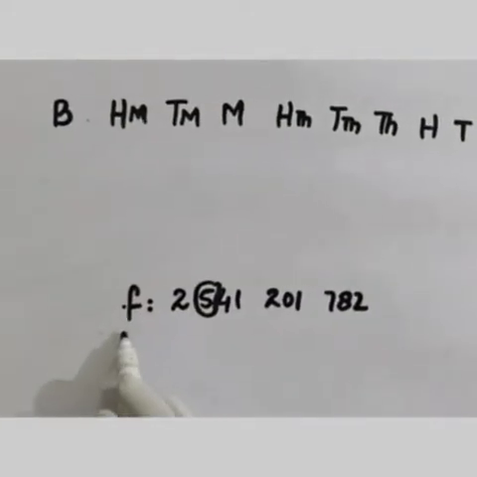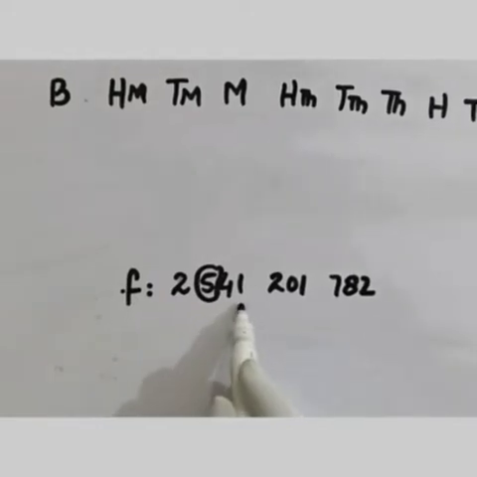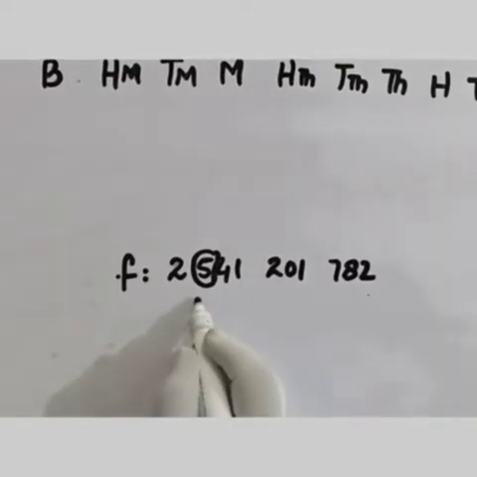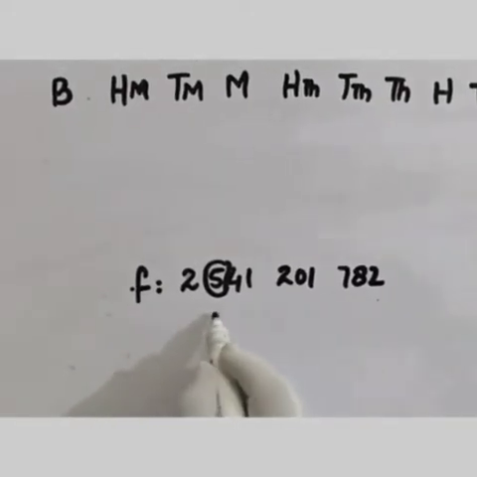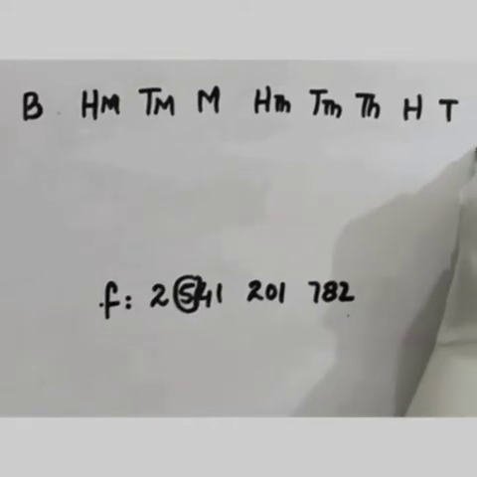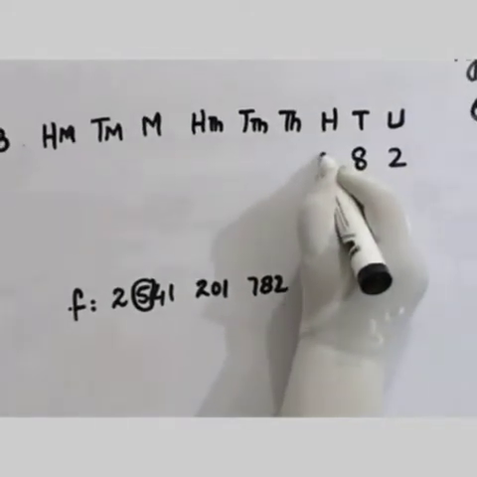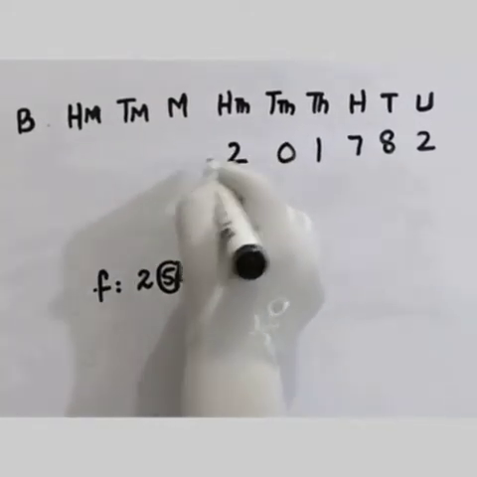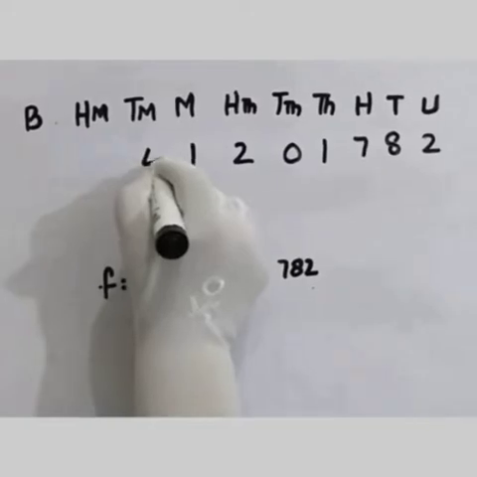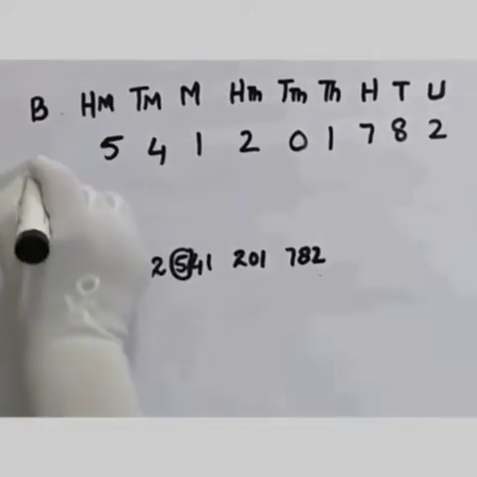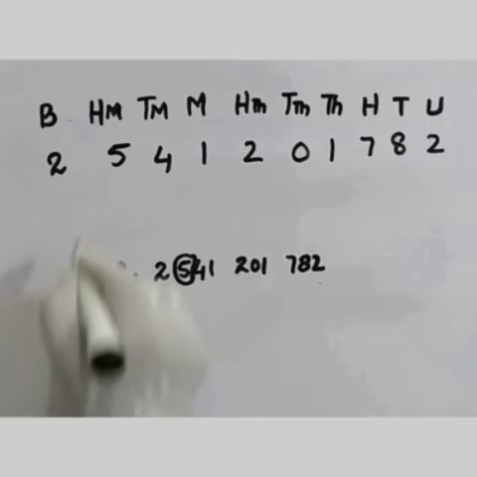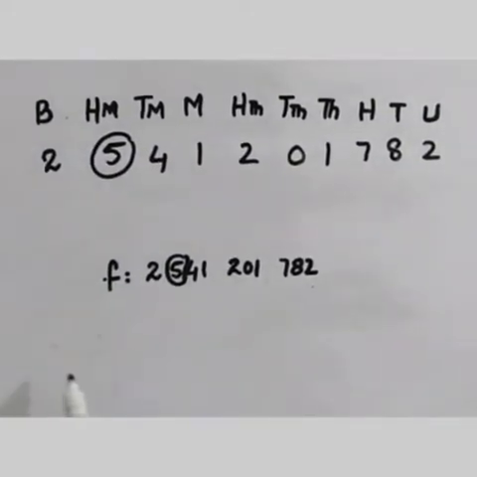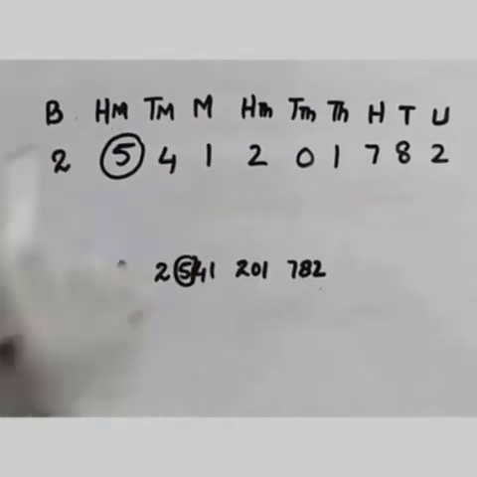In part F, the number is 2541201782 and the ringed digit is 5. First we place the number in a place value chart. 2, 8, 7, 1, 0, 2, 1, 4, 5 and 2. The ringed digit is 5. How do we know the value of the 5? It is 100 million.